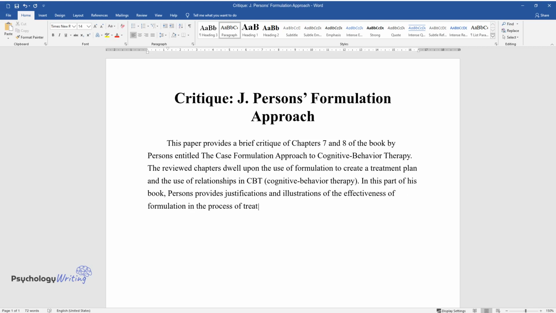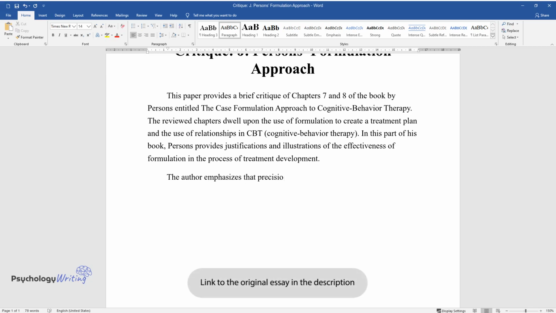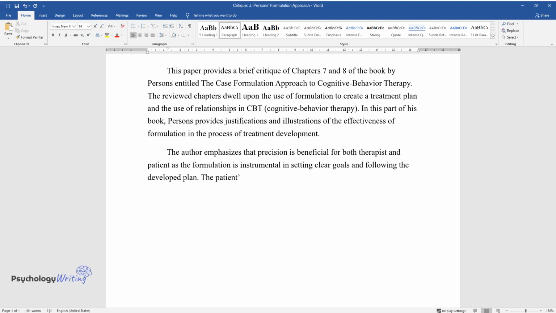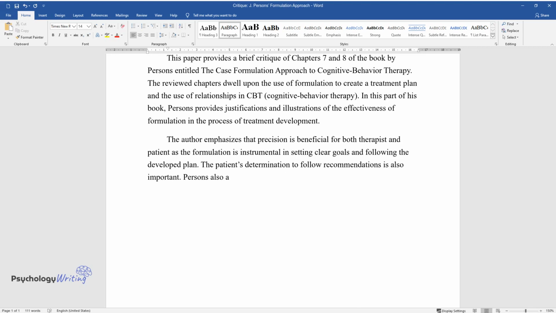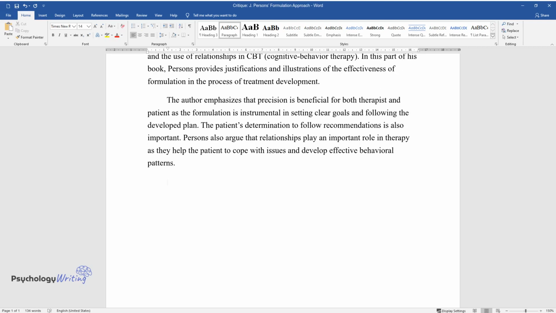in the process of treatment development. The author emphasizes that precision is beneficial for both therapist and patient as the formulation is instrumental in setting clear goals and following the developed plan. The patient's determination to follow recommendations is also important. Persons also argue that relationships play an important role in therapy as they help the patient to cope with issues and develop effective behavioral patterns.